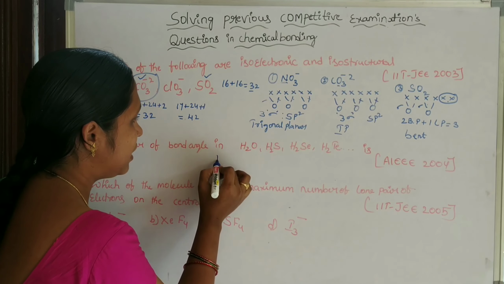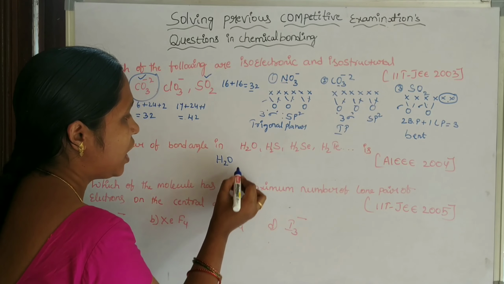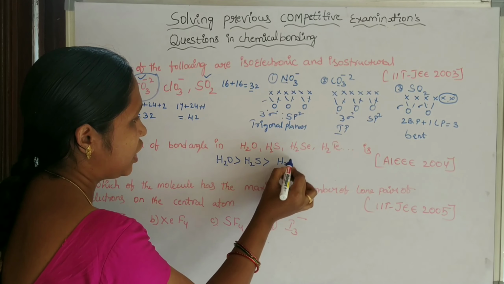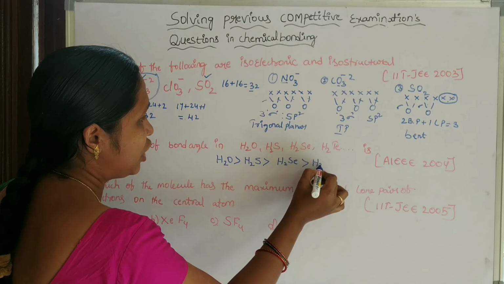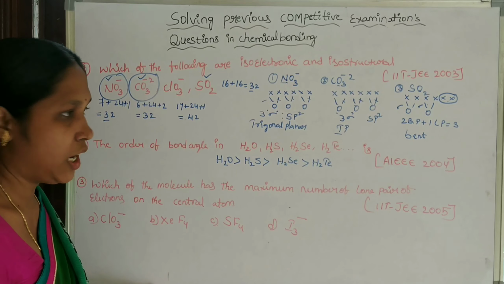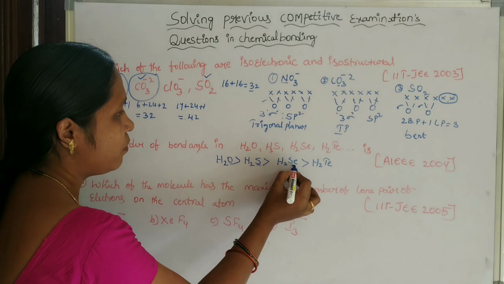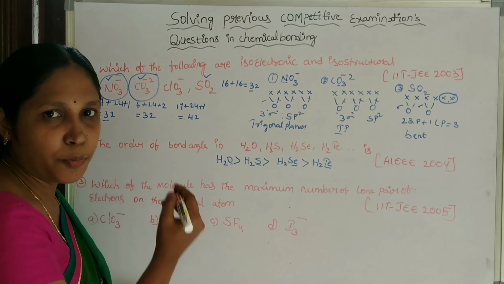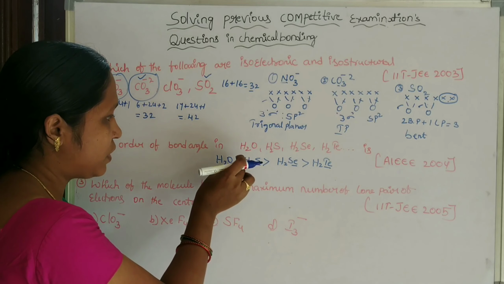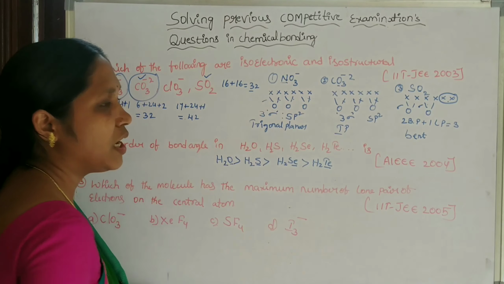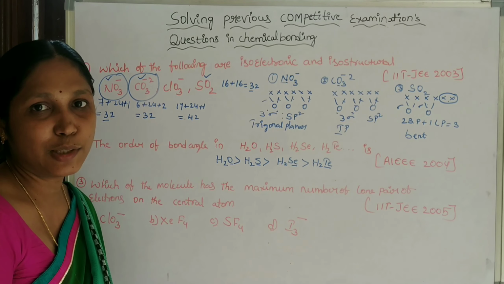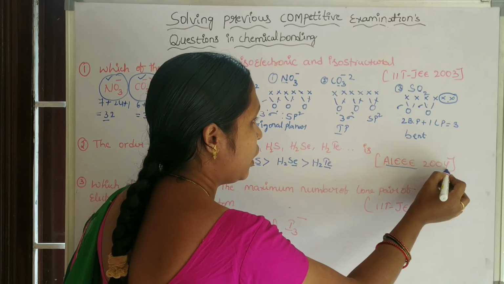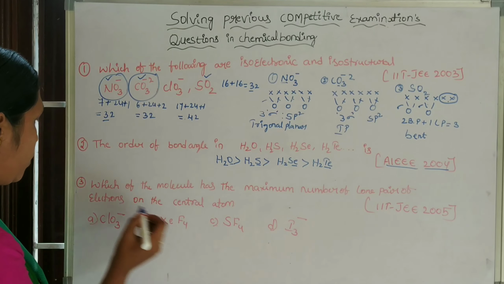Simply, we will write the decreasing order of bond angle: H2O is greater than H2S, which is greater than H2Se, which is greater than H2Te. Here, the central atoms belong to the same group. From top to bottom, size increases. If the size of the central atom increases, bond angle decreases. The question was asked in AIEEE 2004. Now see the next one.